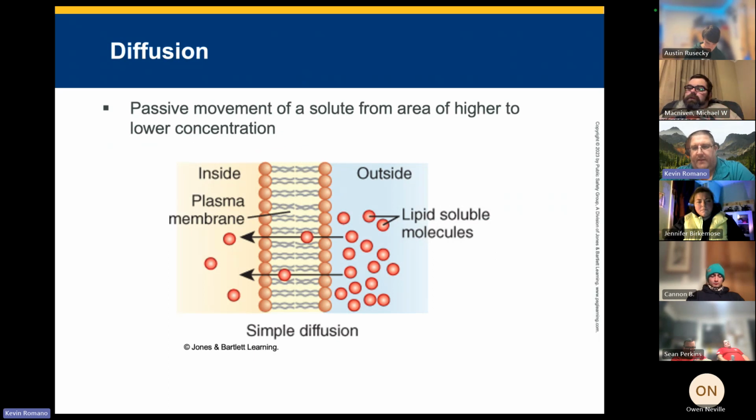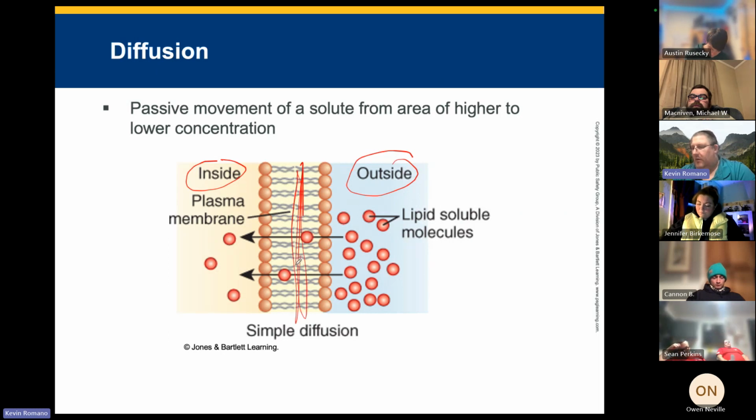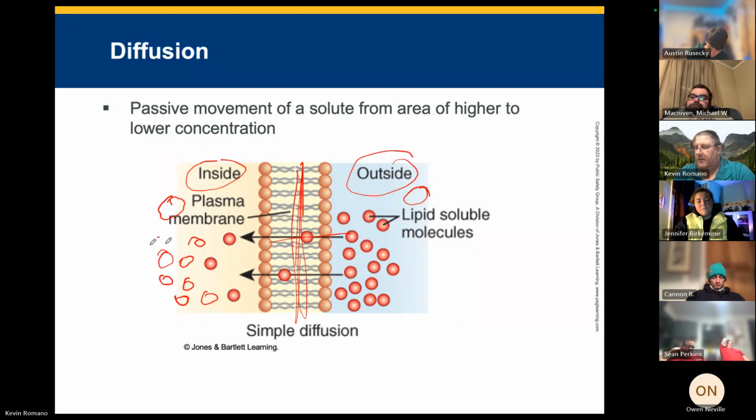So diffusion is a passive movement of a solute moving from one area of higher concentration to an area of lower concentration until an even distribution of particles has been achieved. As you can see, this is the inside of the cell, outside of the cell, and this is the membrane down the middle. This is simple diffusion. Lipid molecules or soluble molecules are passing through until this side equals this side, so we have the same amount of molecules on both. That's simple diffusion.